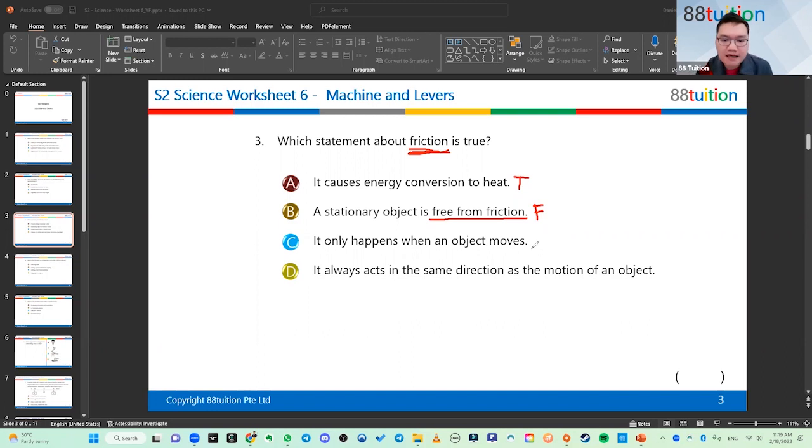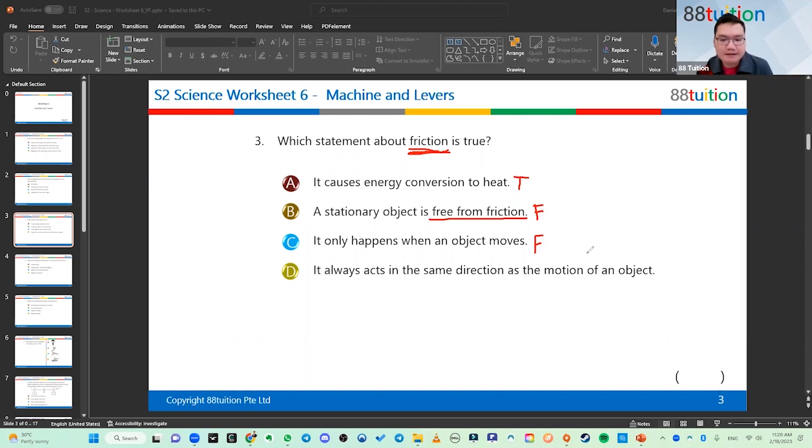Only happens when the object moves. Is it true? It's false also. A stationary object can experience friction as well. If you rub your hands towards each other, just before one rubs over the other, you experience a force. So there's already friction at the surface, even before there's movement.